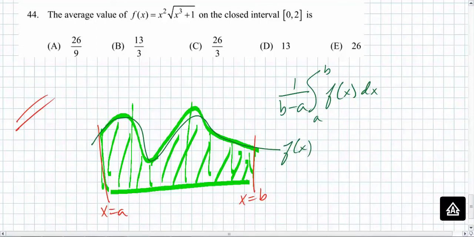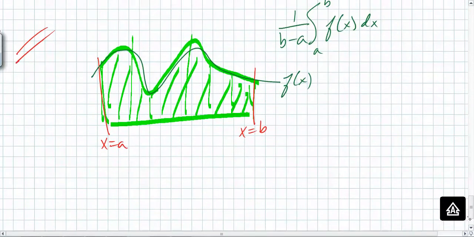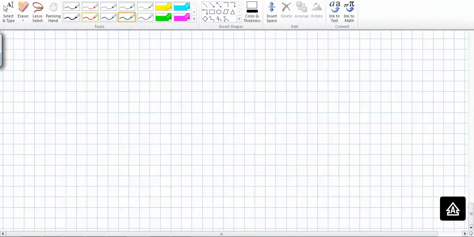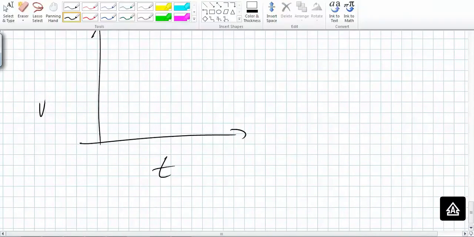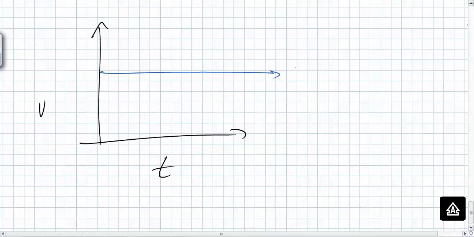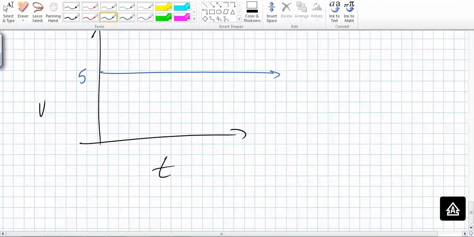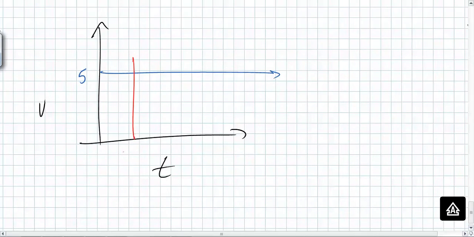All you're doing is you're finding out how much of something you have underneath the curve, and you're dividing by the width. Another way to think about it is this. Let's say I had a really simple motion problem where this is time and this is velocity. Let's say it was a constant velocity like v equals 5. And let's say I wanted the average velocity from time equals 3 to time equals 5.